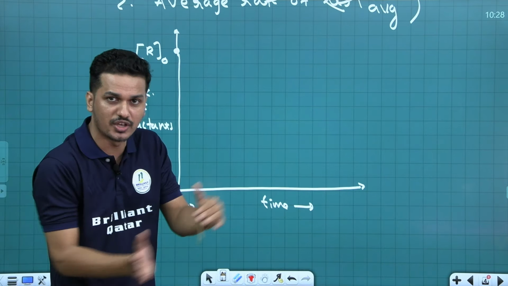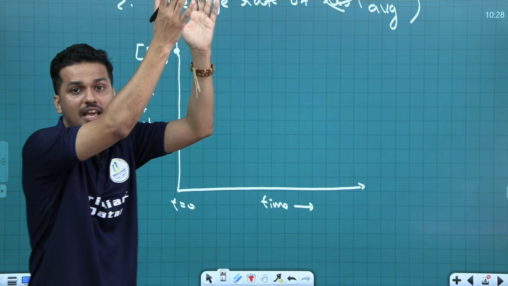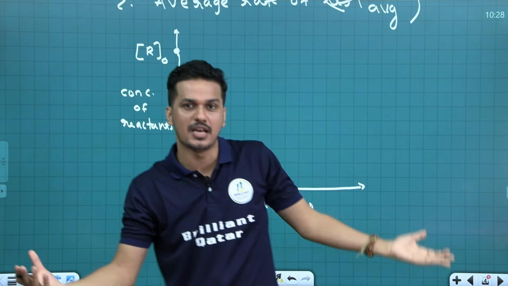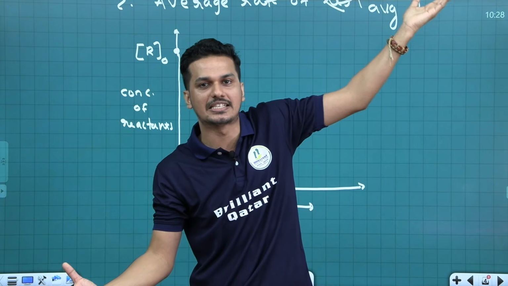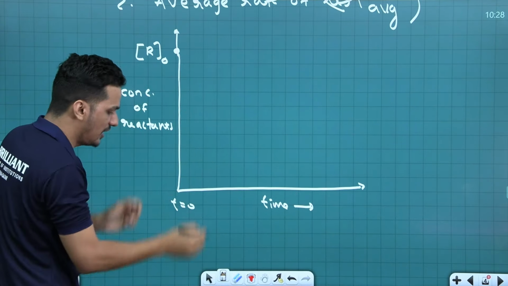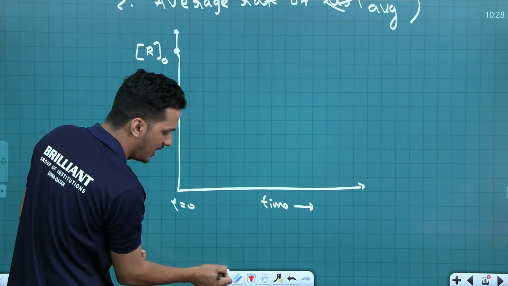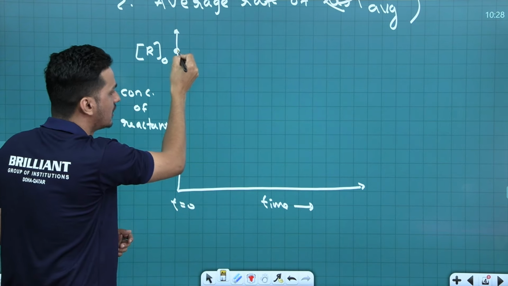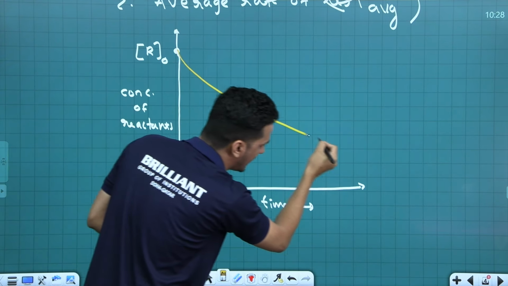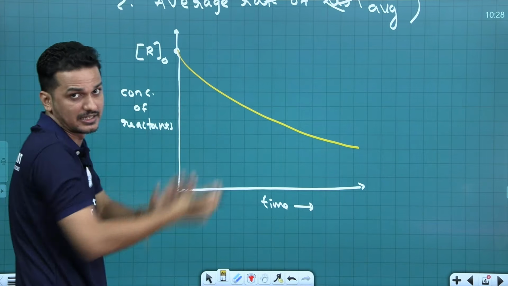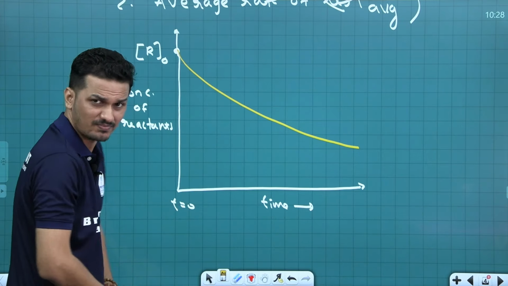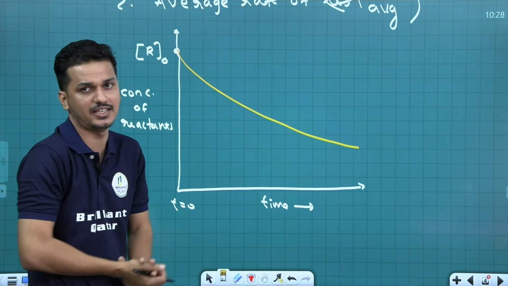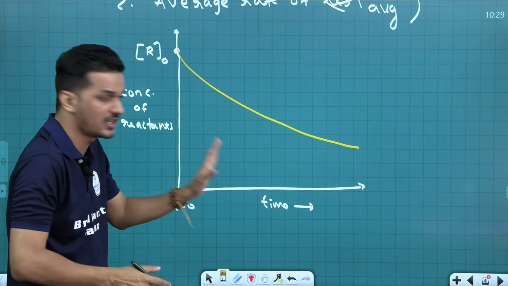Whenever time is going on, the concentration of reactant will decrease, and at the same time the concentration of product will increase. So the concentration of reactant will decrease like this. Now I am going to find out the instantaneous rate as well as the average rate for this reaction.